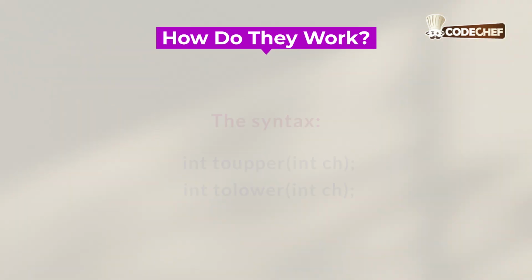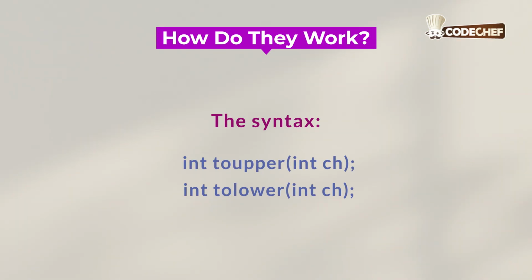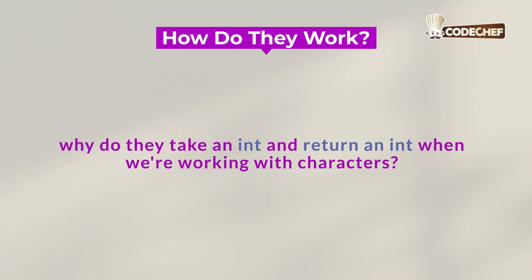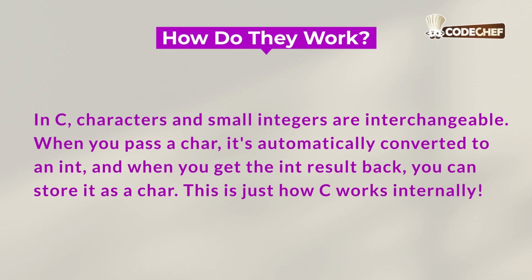How do they work? The syntax for both functions is identical: int toupper(int character) and int tolower(int character). Why do they take an int and return an int when we are working with characters? In C, characters and small integers are interchangeable. When you pass a char, it's automatically converted to an int, and when you get the int result back, you can store it as a char. This is how C works internally.